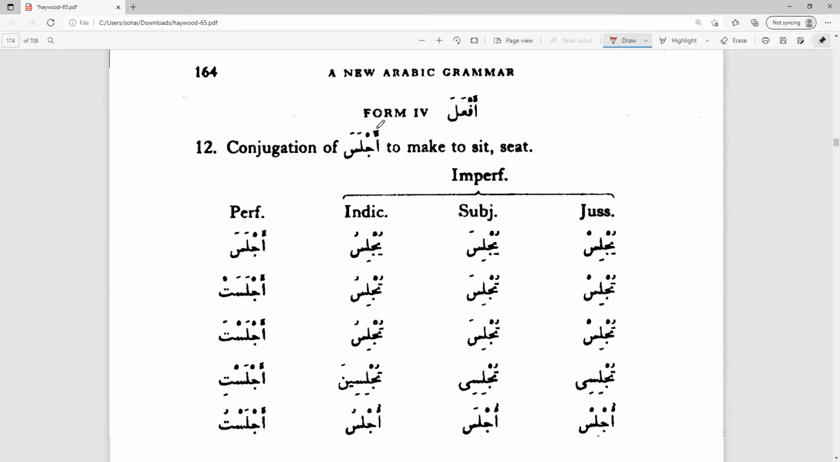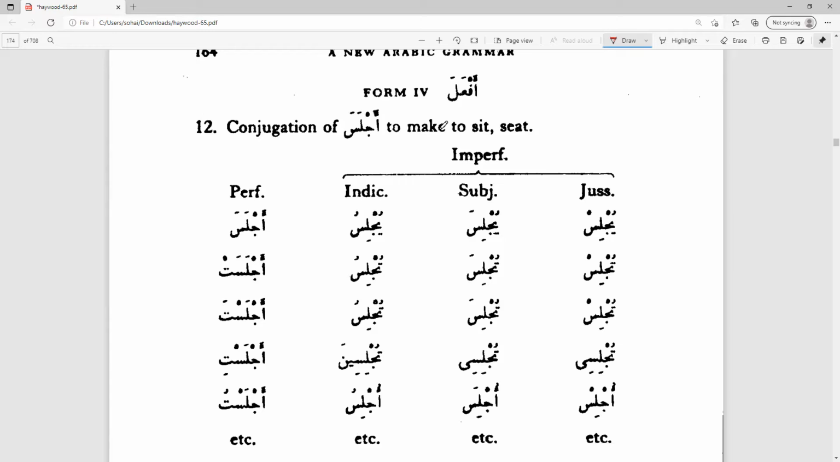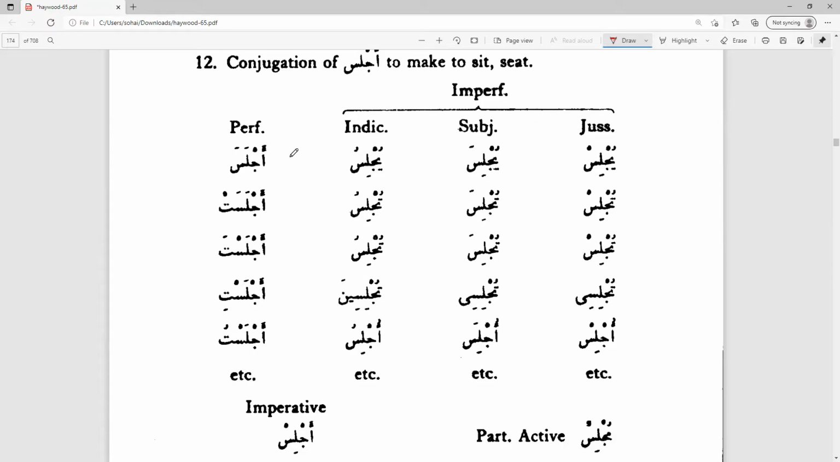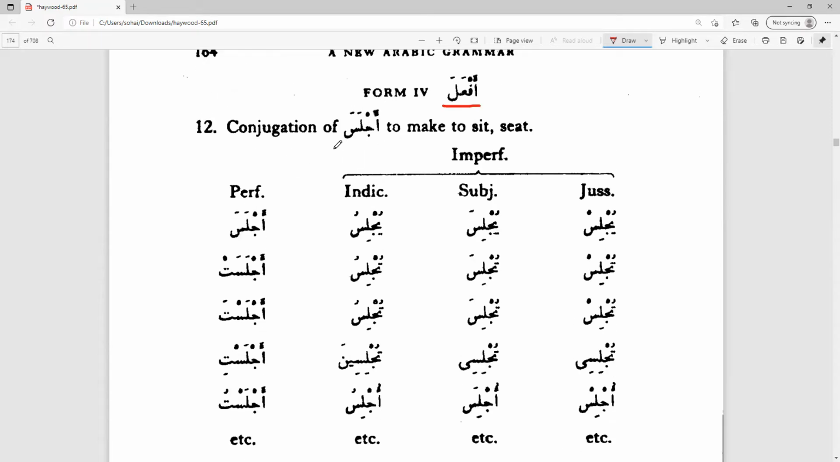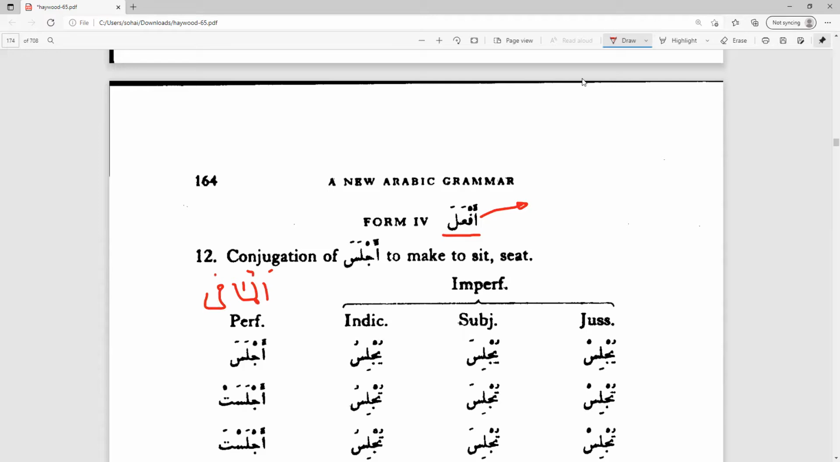And then the next one, today's lesson, is form 4, af'ala. I think it gives you the scale here. This is perfect, so this is fi'l madi, the active form. The key feature of this verb is that it has an additional alif. It has an additional letter at the start. Then the first radical gets a sukun in the fi'l madi.